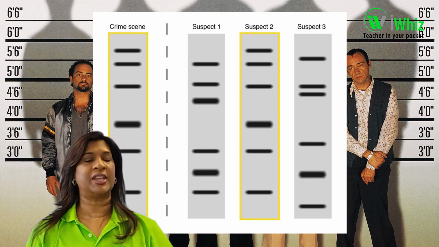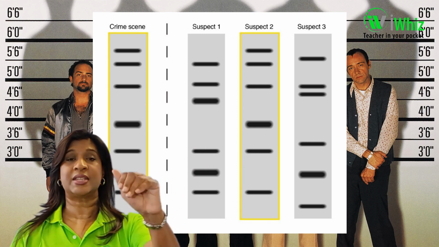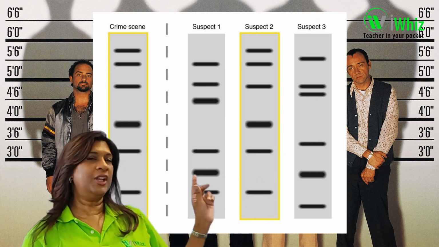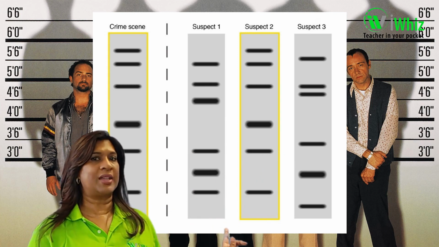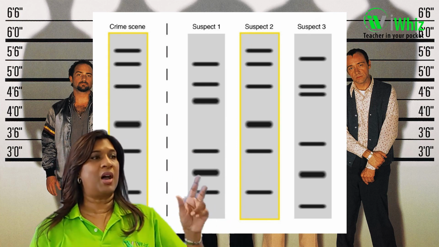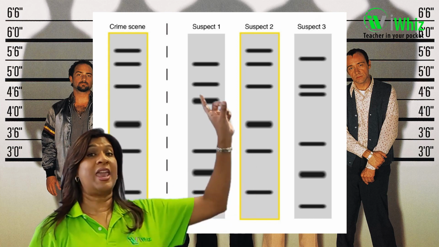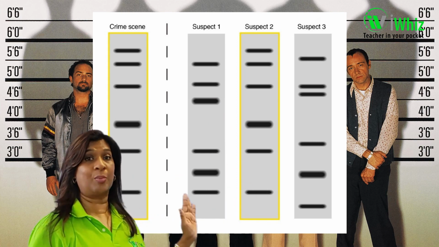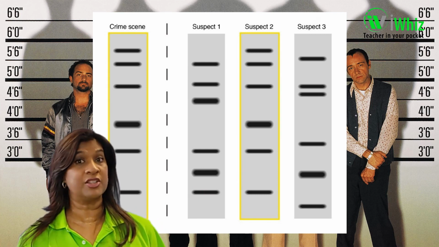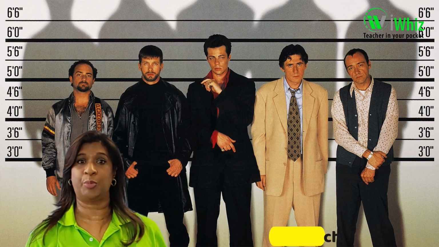I'm sure you can easily pick up that suspect 2. You will notice if we look at the first bar at the crime scene, it matches suspect 2. If you look at the second bar, it will match suspect 1 and 2. So as we said, some bars from different individuals may match. But if you look at suspect 2, every bar matches the black bars on the DNA profile found at the crime scene. Okay, so remember, that's a key thing, the matching of the black bars on your DNA profile.